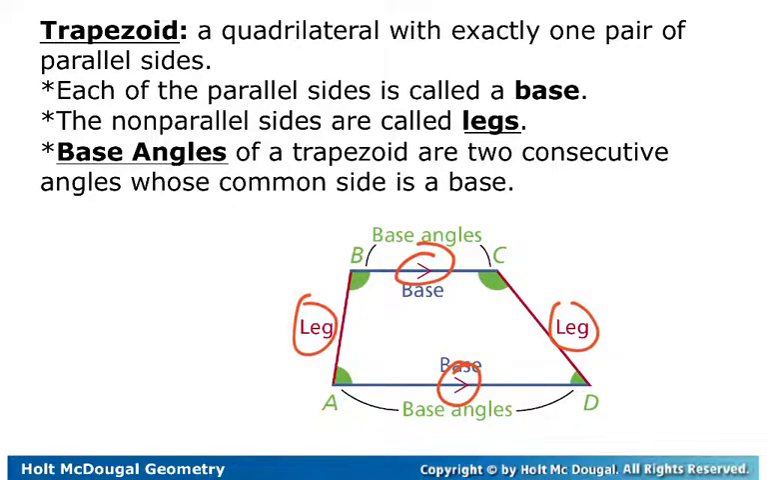Base angles of a trapezoid are two consecutive angles whose common side is a base. So this base angle surrounds this base, and then these are the upper base angles, and those surround those bases. So these are just terms that you're going to need to know as we talk about defining properties of trapezoids.